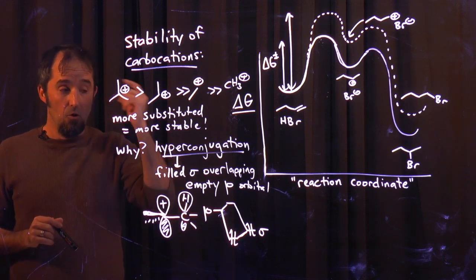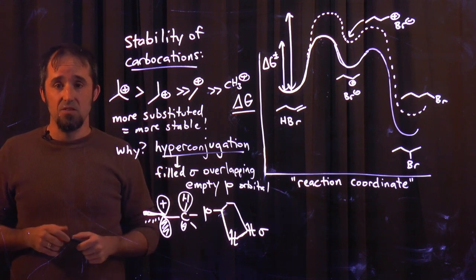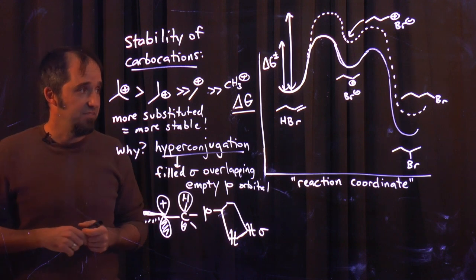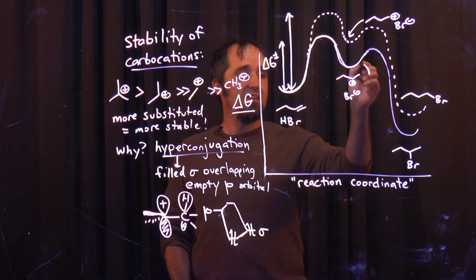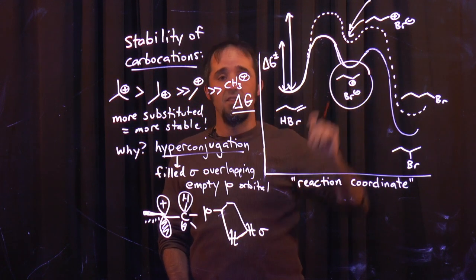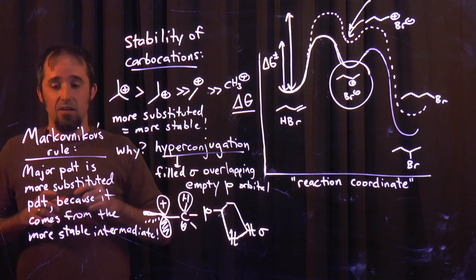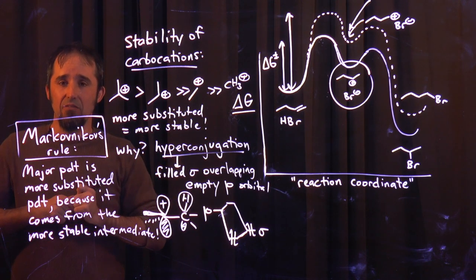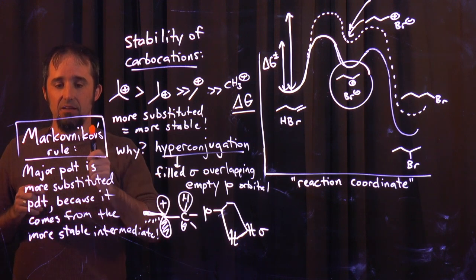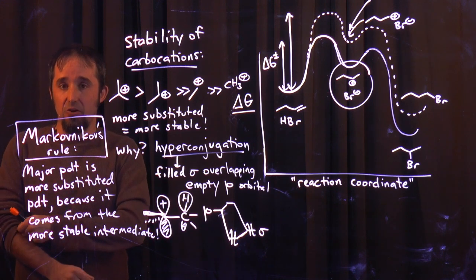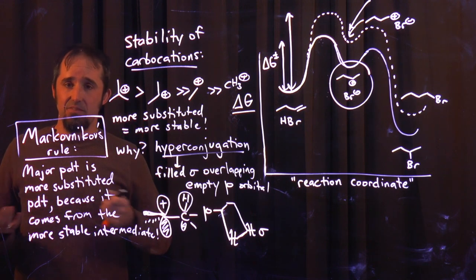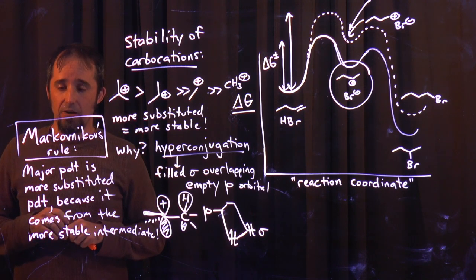So again, more substituted cations are more stable. That is due to hyperconjugation. And so that explains why this is lower in energy than this is. All of this is summarized as Markovnikov's rule. So Markovnikov was a Russian. You'll see that name transliterated into English lots of different ways, two F's at the end. Any way is as good as any other way.